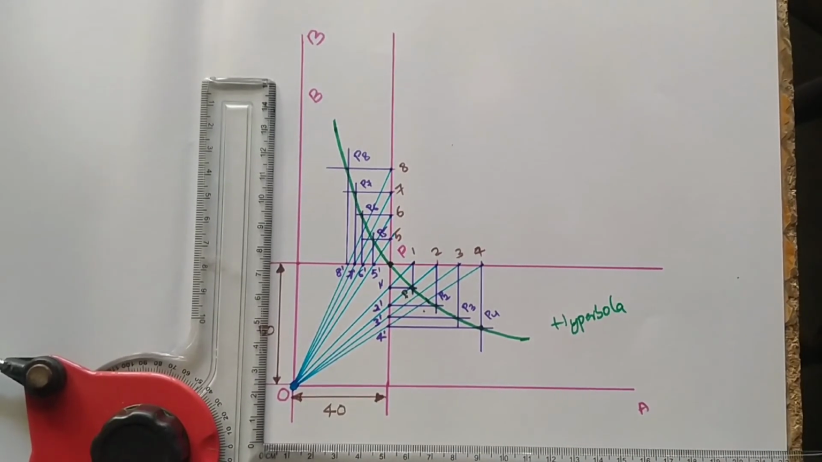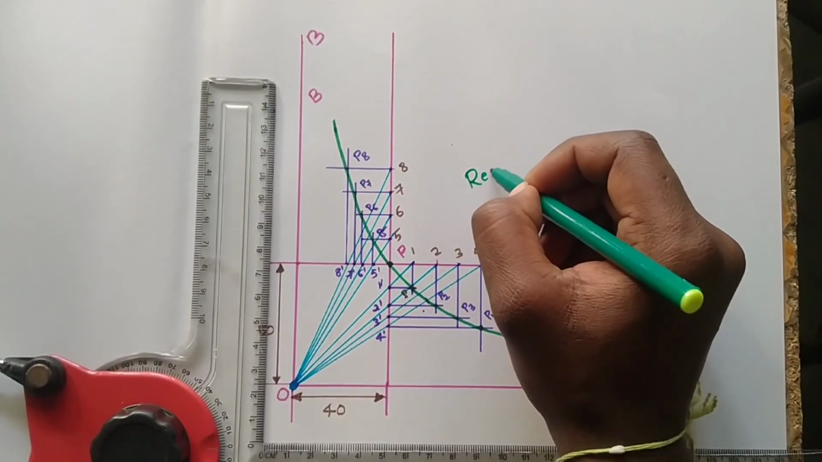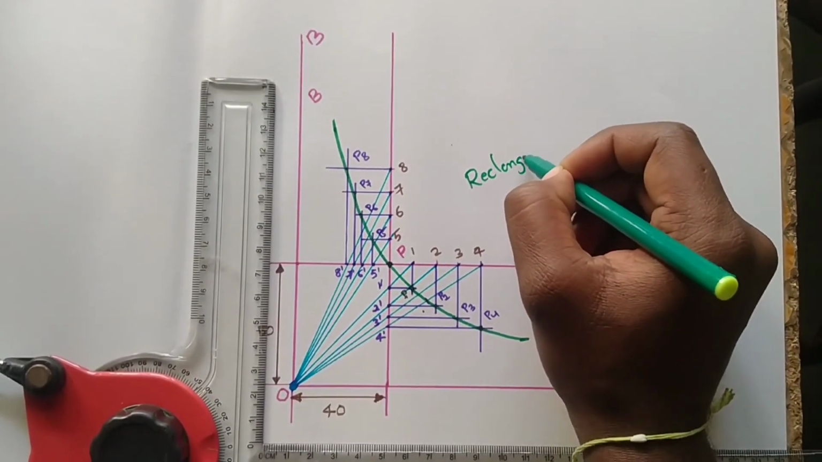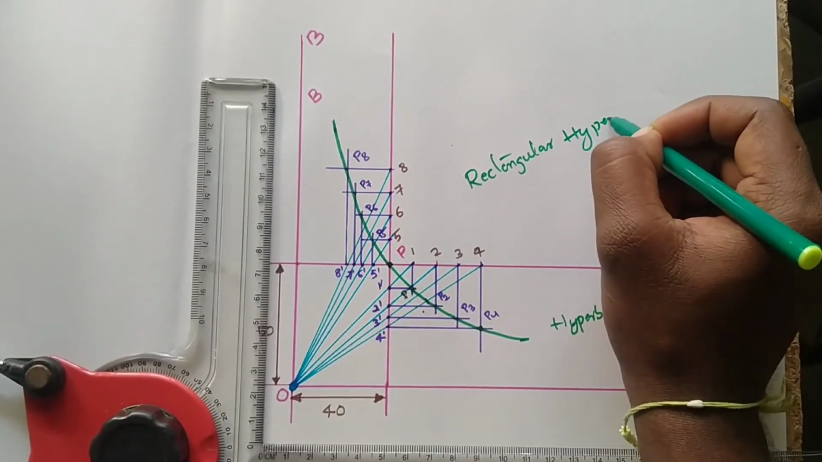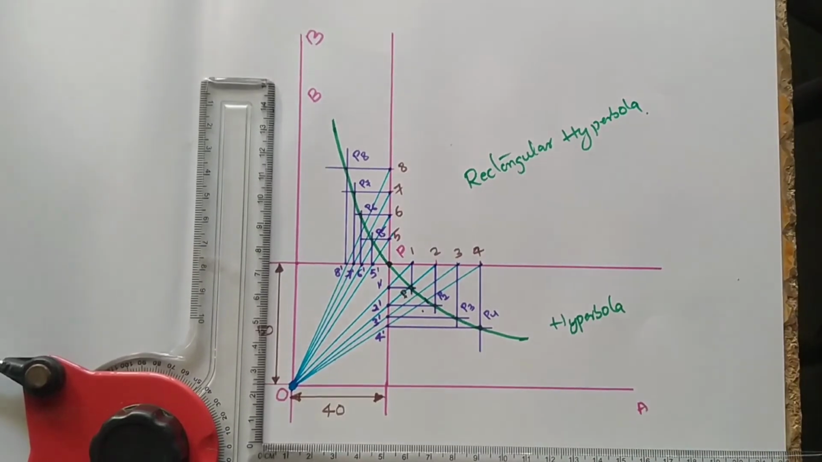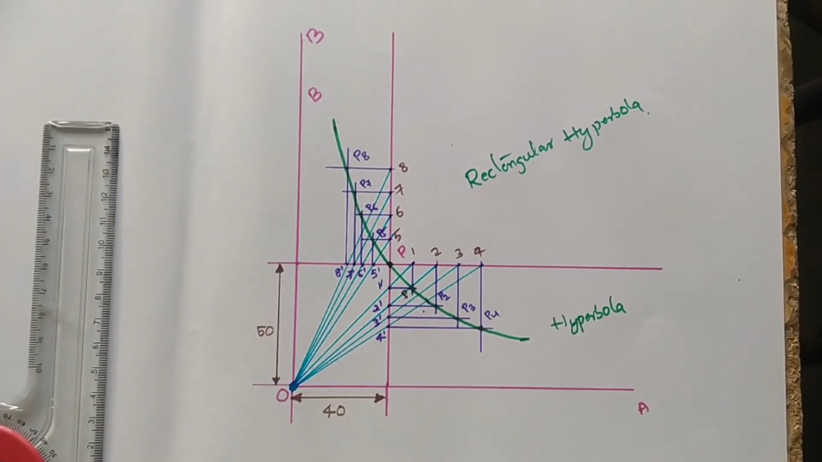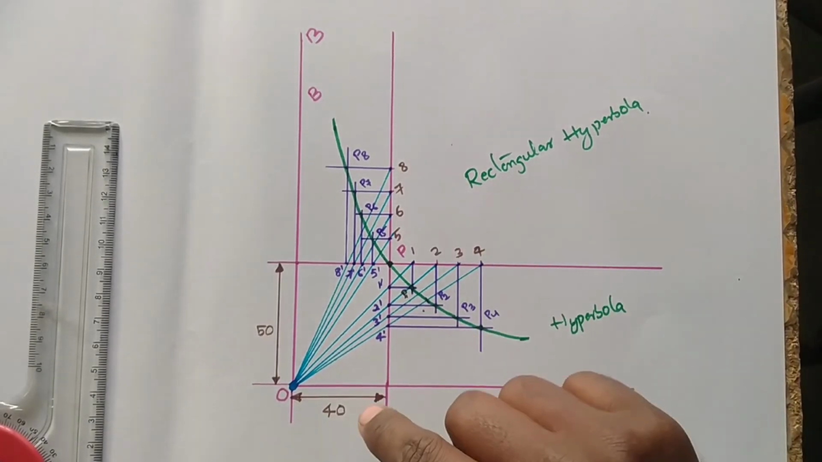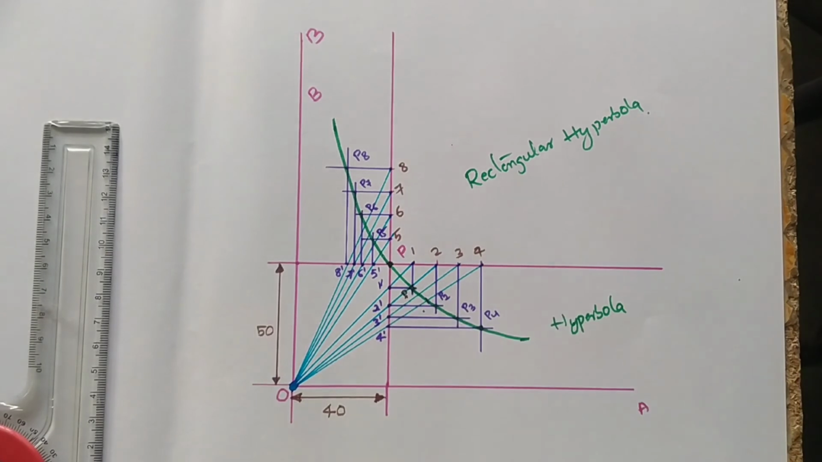This is the procedure to construct a hyperbola by the rectangular method, the rectangular hyperbola. This is a procedure to construct a hyperbola where the point P lies 50 mm from the OA line and 40 mm from the OB line.